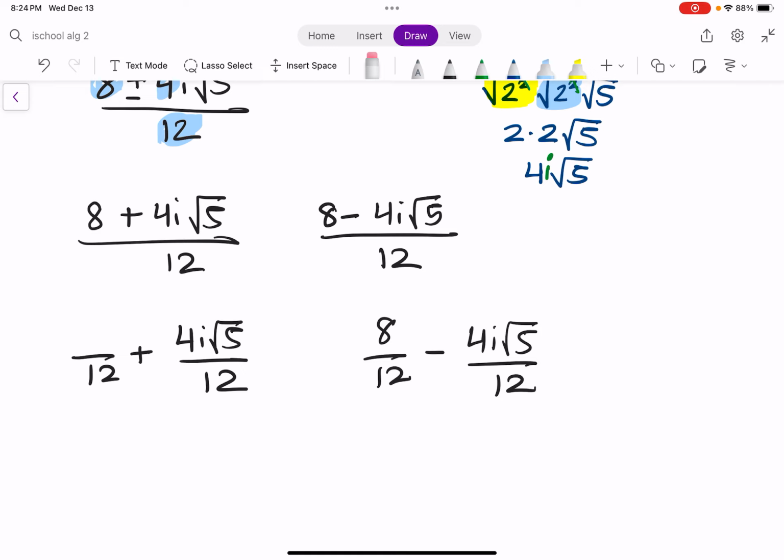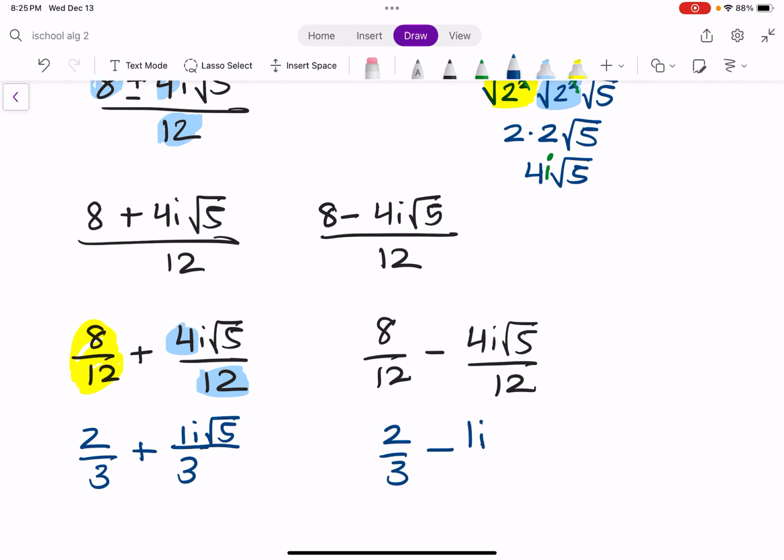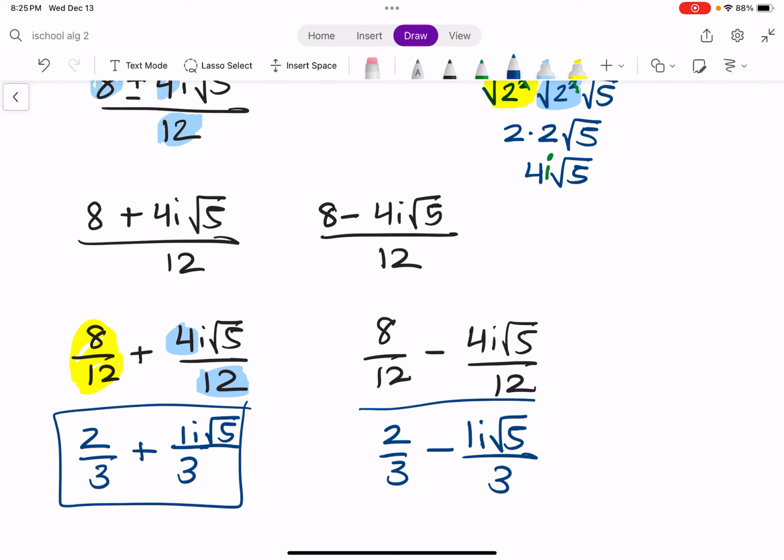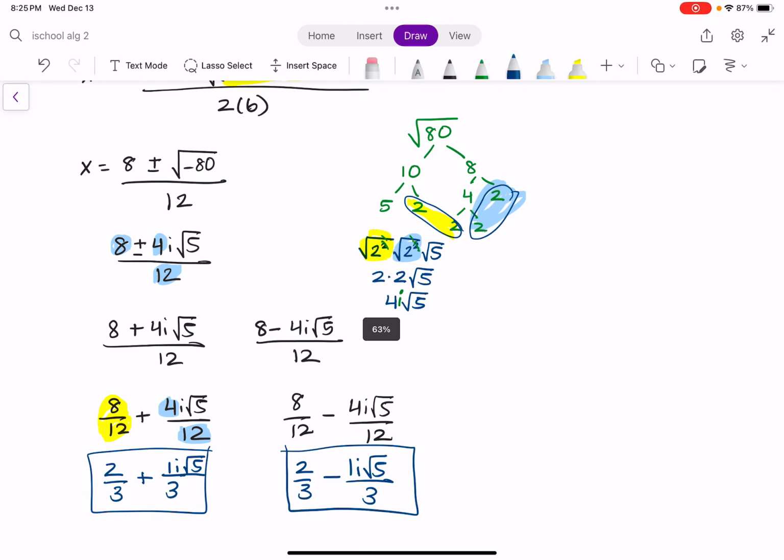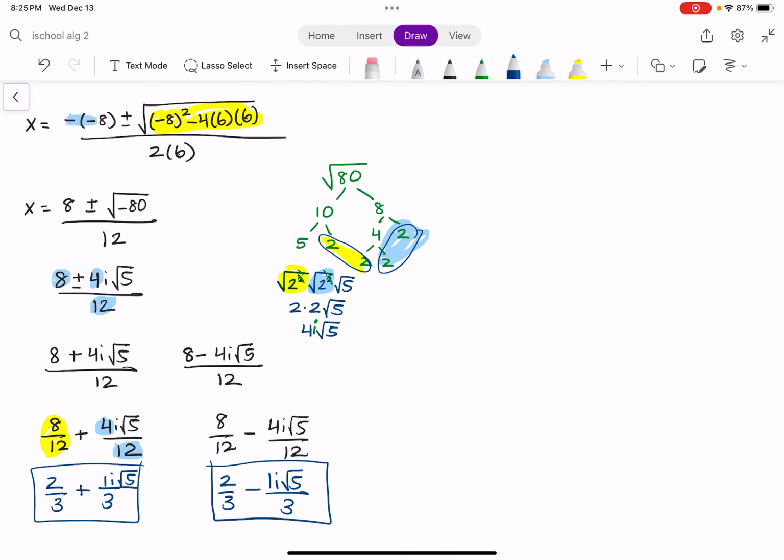Now, you can actually reduce these fractions. If you were to put 8 divided by 12 in your calculator and do math, enter, you're going to get 2/3. And then, same thing, if you were to do 4 divided by 12 in your calculator and hit math, enter, you would get 1/3. So you can simplify it to this. And same thing, it'll be 2/3 minus 1i square root of 5 over 3. Okay, and these would be your 2 solutions. So let us know if you have any questions, otherwise move to the practice.